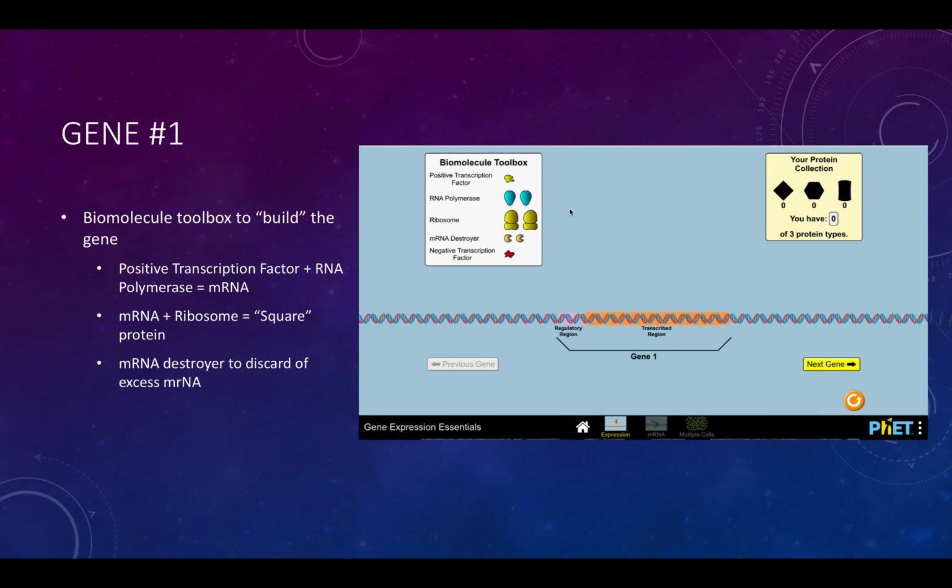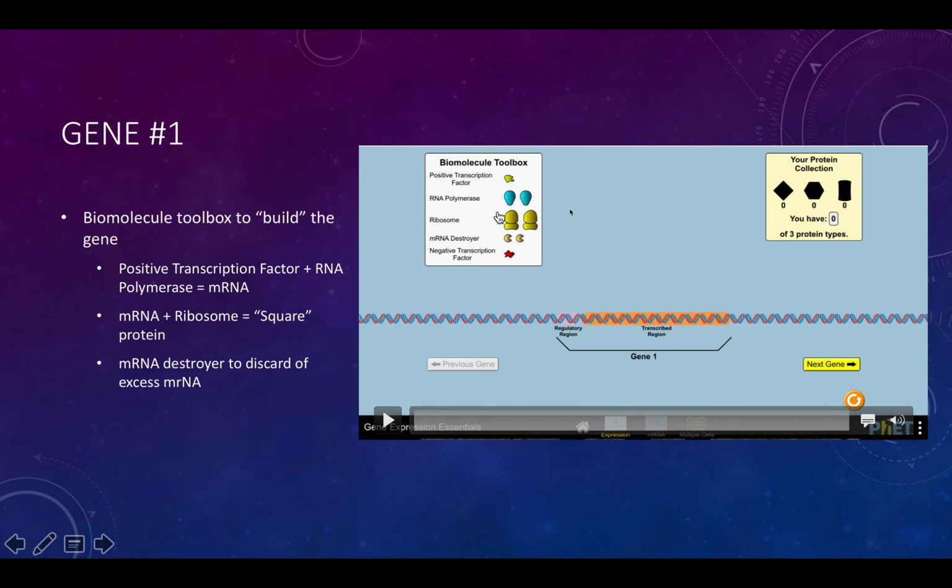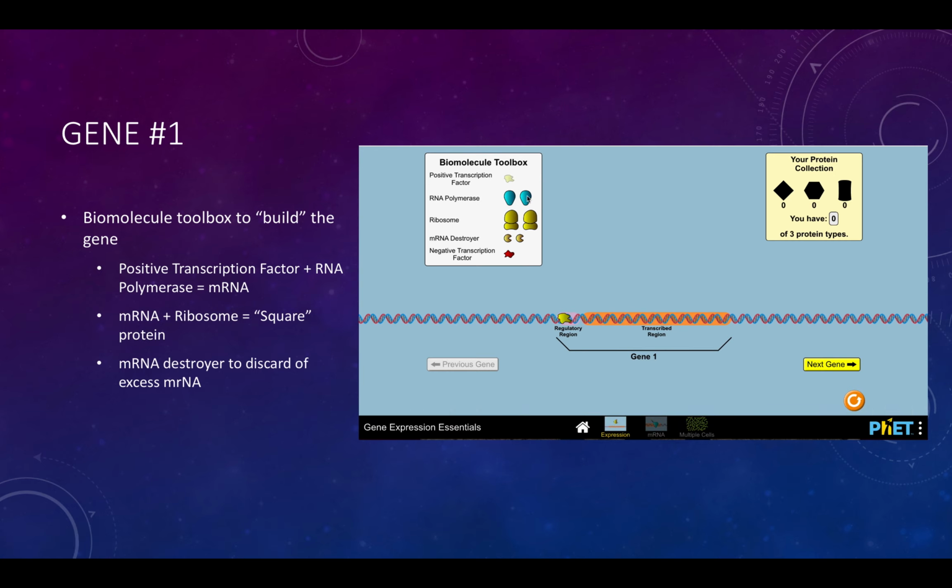So the simulation gives students the ability to build three different proteins. It provides a biomolecule toolbox, right there, that is full of the components necessary to build that gene. As a student selects each molecule, the simulation helps guide them where to place it on the track of building a protein. So for gene 1, it showed students that positive transcription factor plus RNA polymerase made messenger RNA. After the mRNA was created, students were directed to add a ribosome, which then created the square protein. There are other molecules in the toolbox that also help students understand the full picture of the protein building.